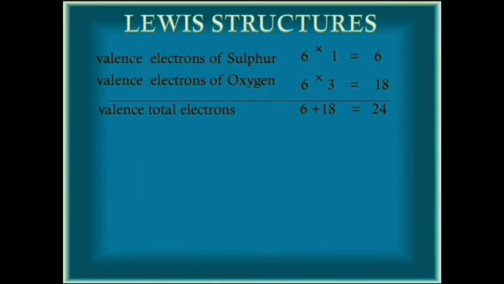We have already drawn 3 single bonds, that is 6 electrons. Let us reduce it from the total number of valence electrons, that is 24. So 24 minus 6 gives us 18. Let us represent these 18 electrons as lone pairs around the oxygen atoms.